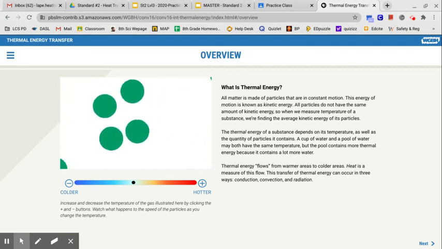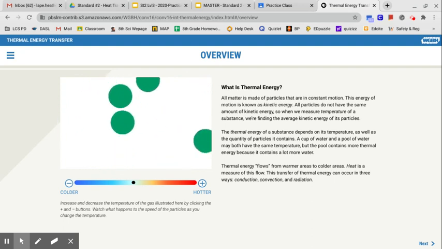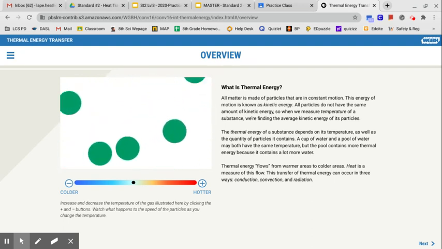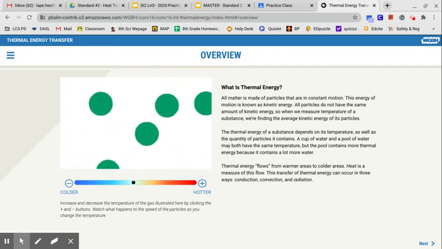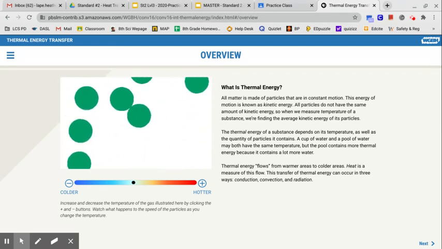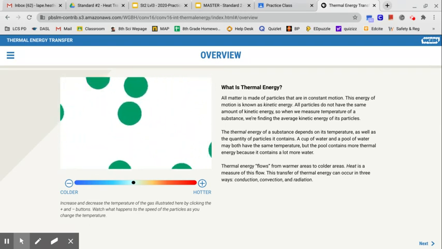So thermal energy flows from warmer areas to colder areas. Heat is a measure of this flow. The transfer of thermal energy can occur in 3 ways: conduction, convection, and radiation.